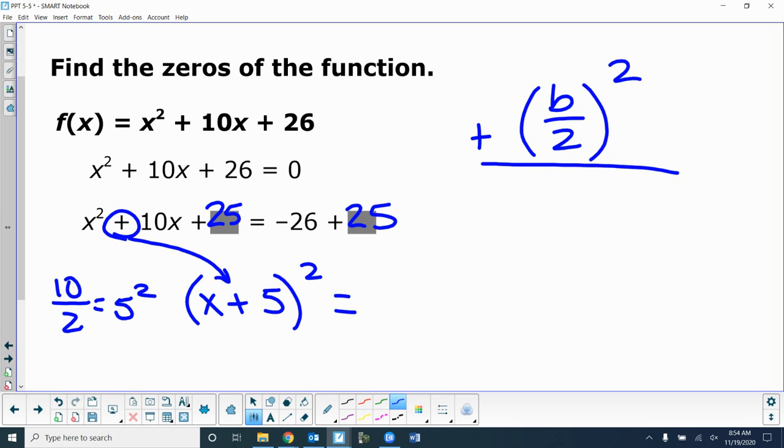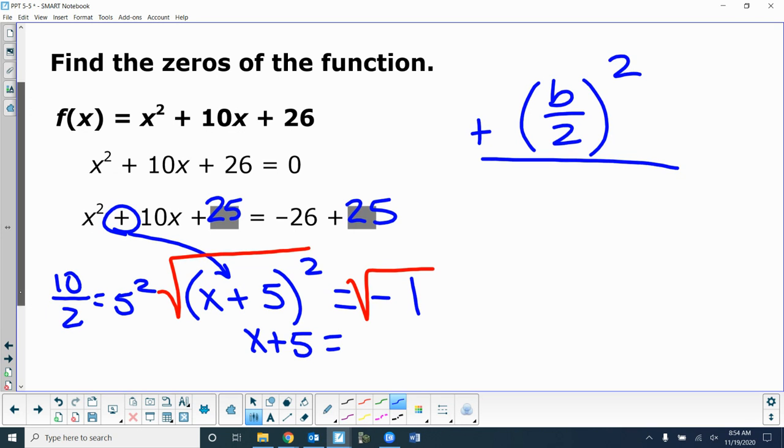So negative 26 plus 25 is a negative 1. Okay? Now to finish this up, we've got to get rid of that squared. So we're going to take the square root, because the 2 there and the square root symbol just cancel each other out. The square root of something squared is itself. So we just have x plus 5 on the left.